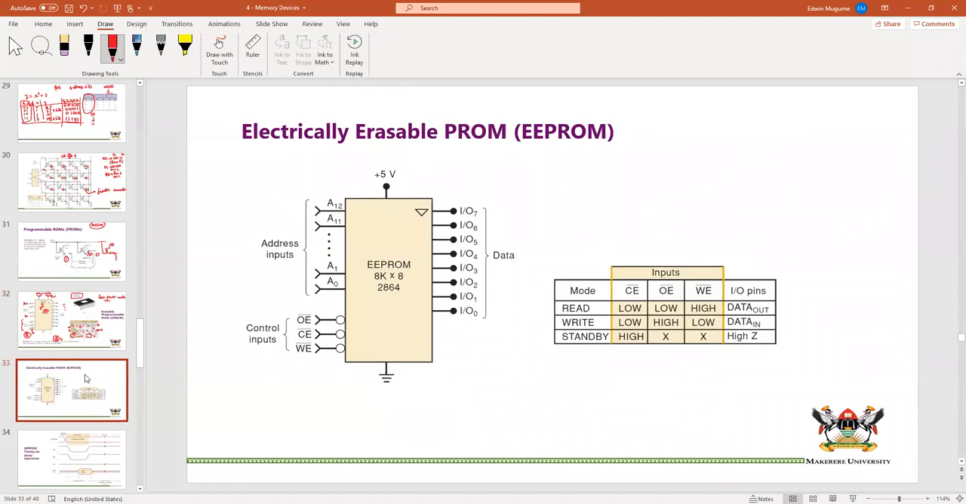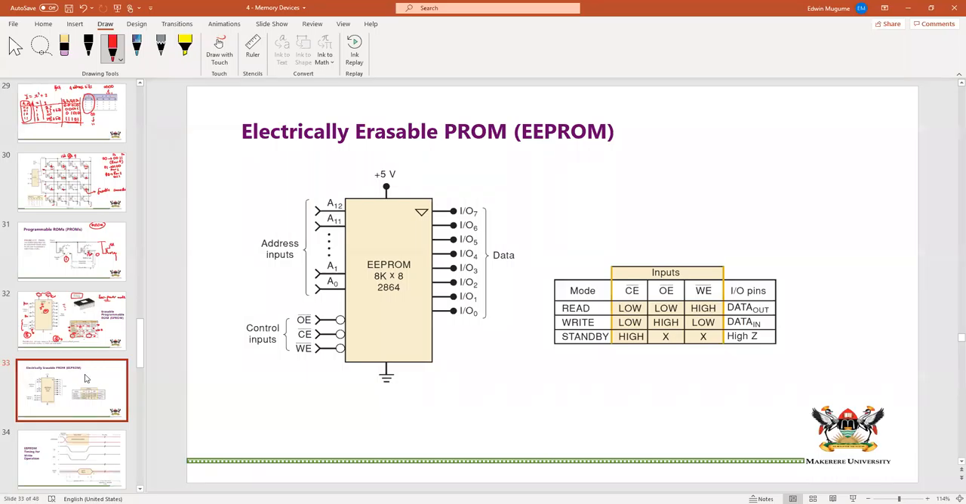Now we have an electrically erasable PROM. That is called EEPROM, electrically erasable PROM. The erasable PROM we saw before was erased using UV, ultraviolet light. Now the electrically erasable PROM is erased using electrical means. You don't need some external light source to do that. The advantage is that you don't need to take it out of the circuit to erase it. It can be erased in circuit. That is a big advantage. The problem with it is that the erasure takes longer. It is a longer process.